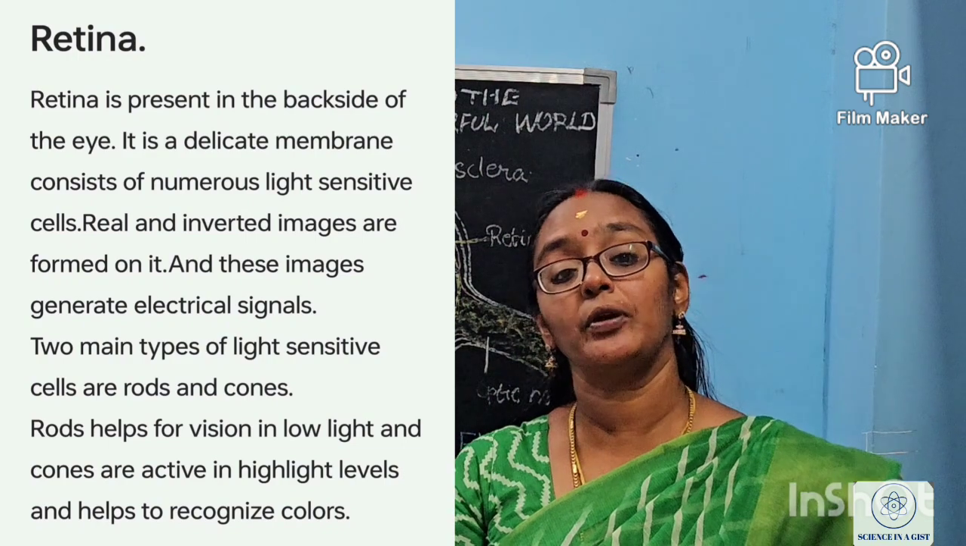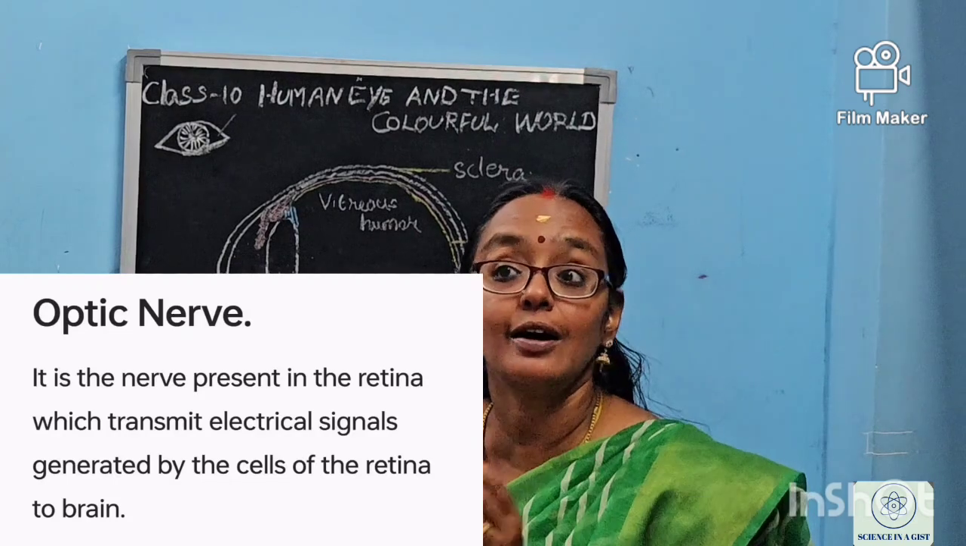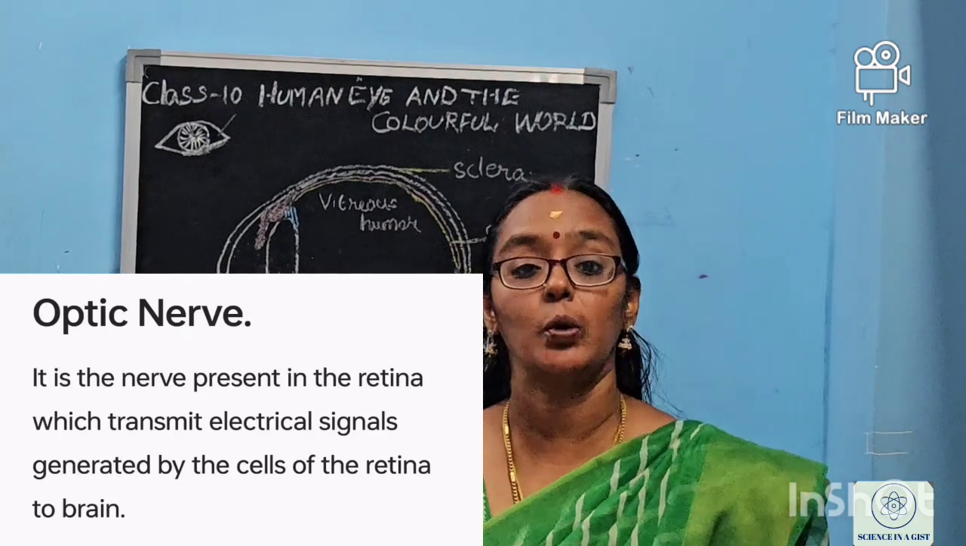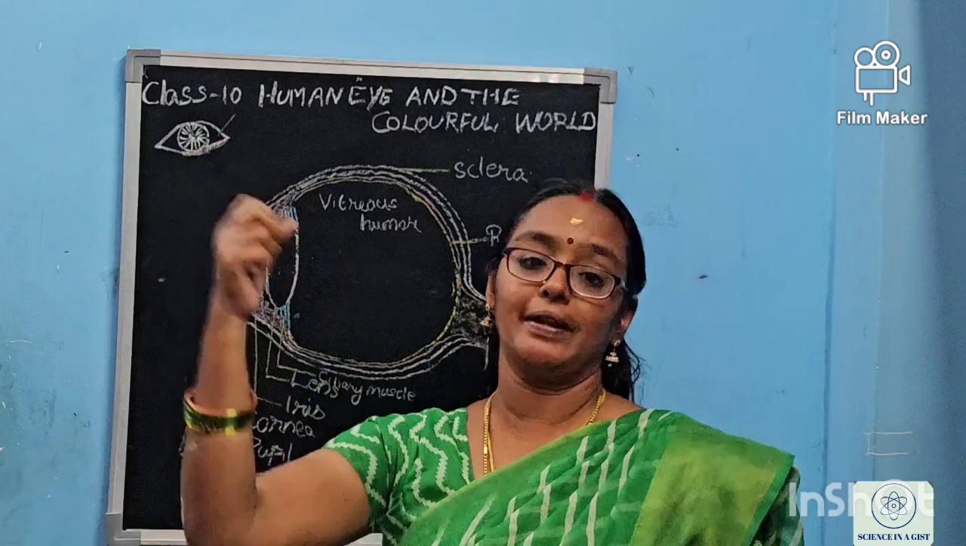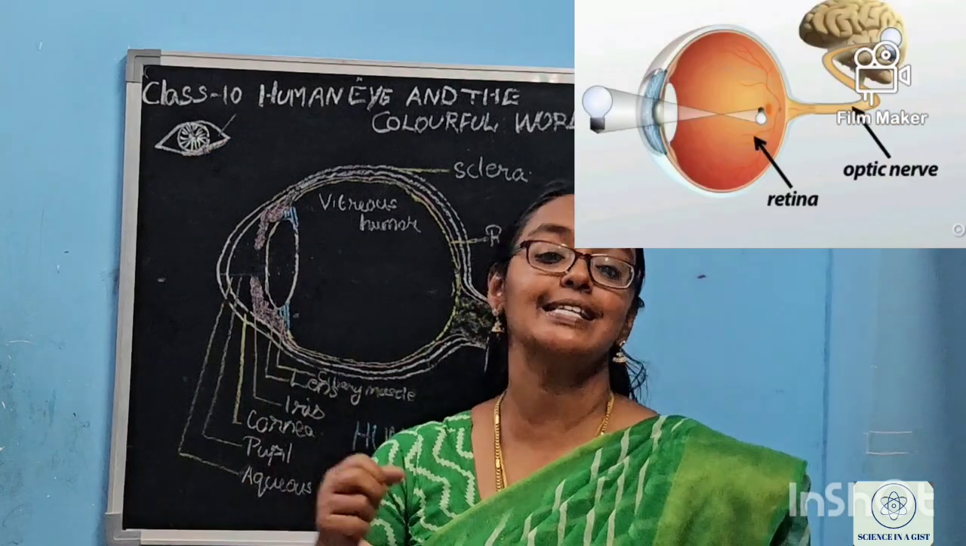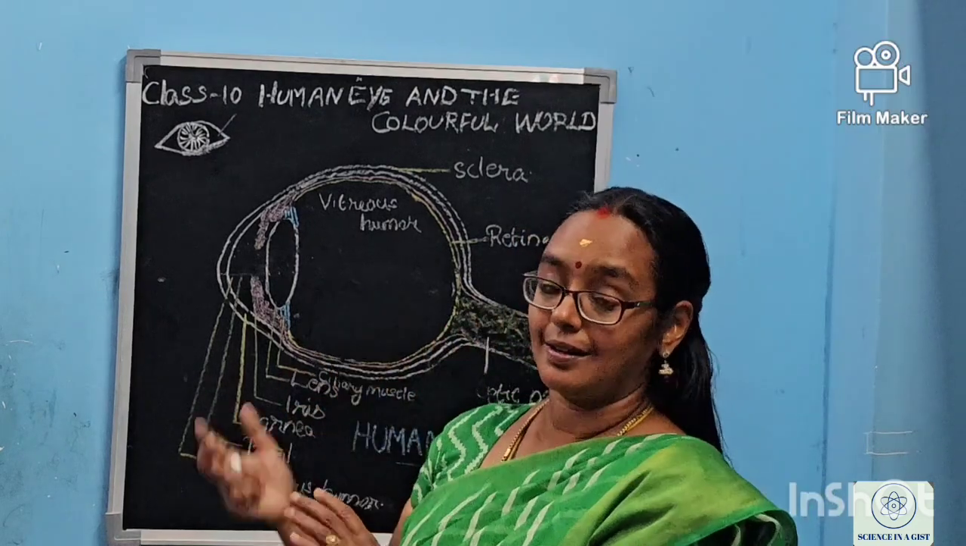What is this optic nerve doing? When the light is falling on the retina, the optic nerves convert this light into electrical signals, and they send these electrical signals to the brain, and the brain senses these signals and we are able to see. So up to this extent the parts are covered.